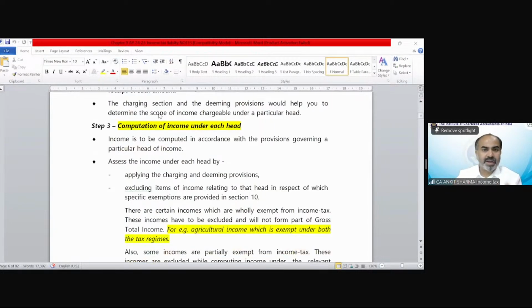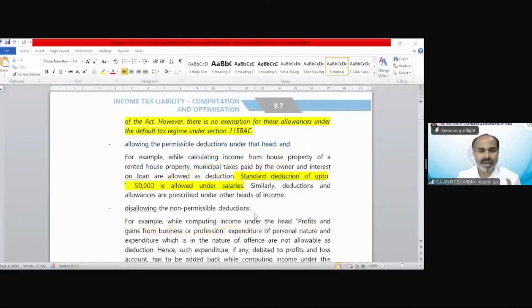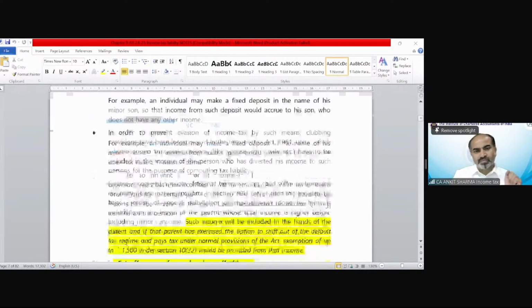So computation of income under each head of income. We have discussed that. Like under salary, there are certain exemptions like allowances exempted, children education allowance, etc. We have gone through all the provisions, no need to rediscuss that. Then the fourth step is clubbing of income of spouse, minor child, etc. In that clubbing topic revision, we have gone through these provisions also, how we need to club the income of a minor child or a spouse or other persons. That is revocable transfer, irrevocable transfer, and so on.